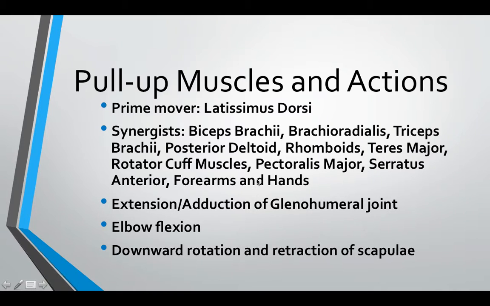The prime mover for the pull-up is the lats, or the latissimus dorsi. The muscles that assist in the movement are the biceps brachii, brachioradialis, triceps brachii, posterior deltoid, rhomboids, teres minor, rotator cuff, pec major, serratus anterior, all this stuff. All these muscles are basically being engaged to keep the shoulder in proper alignment and the body in a straight line with the hands.